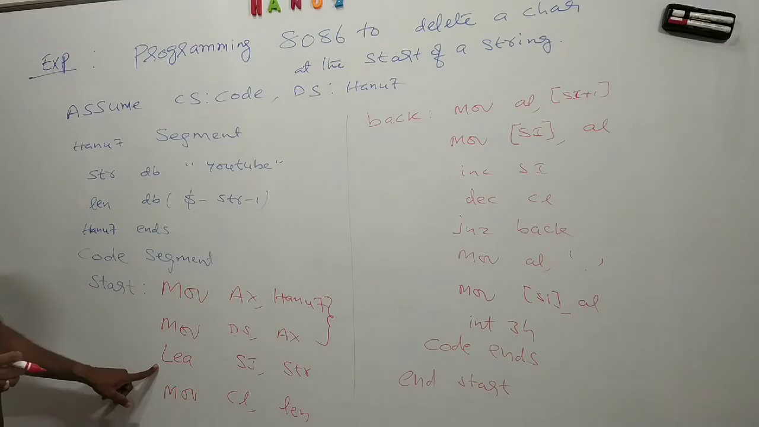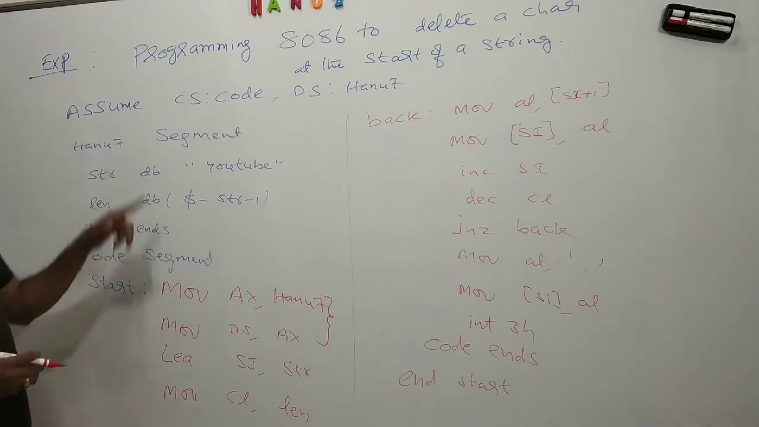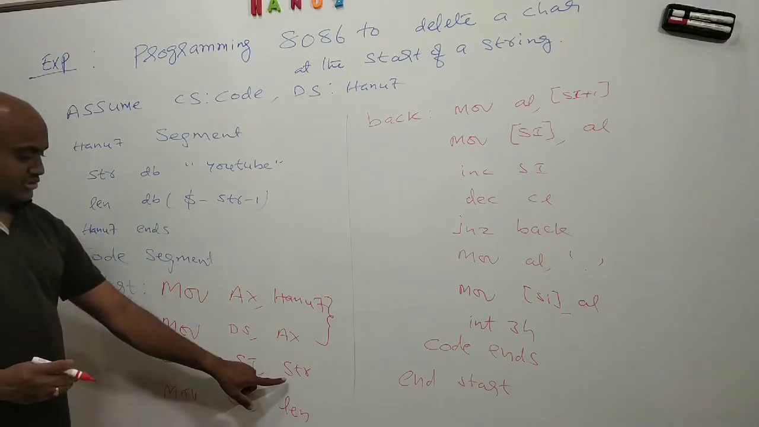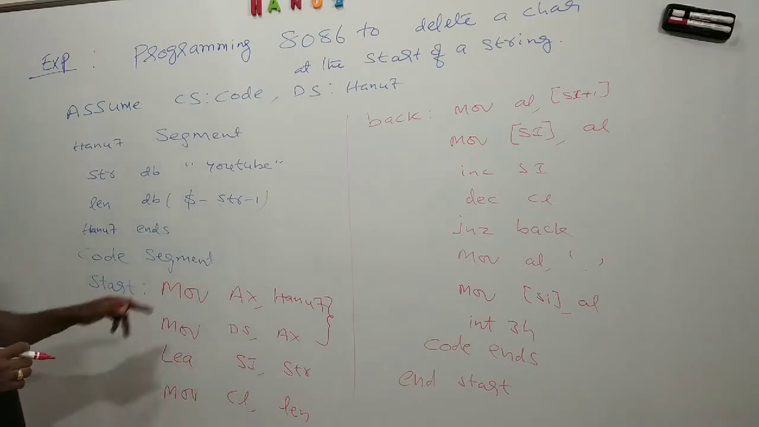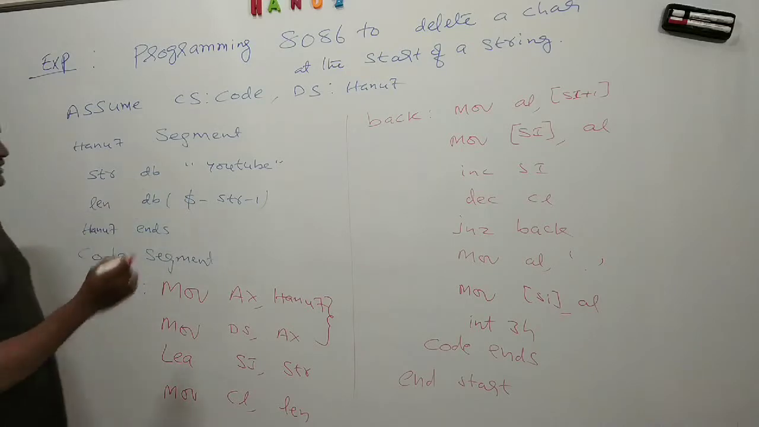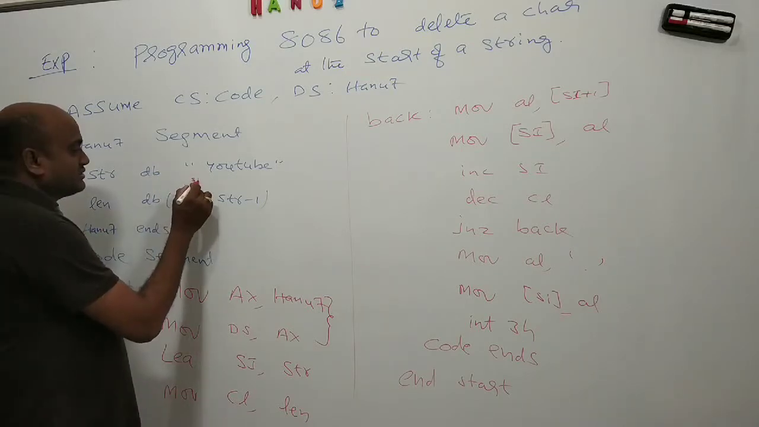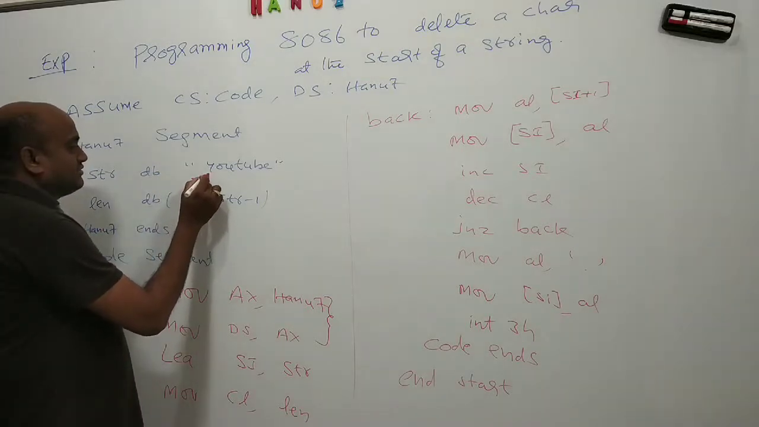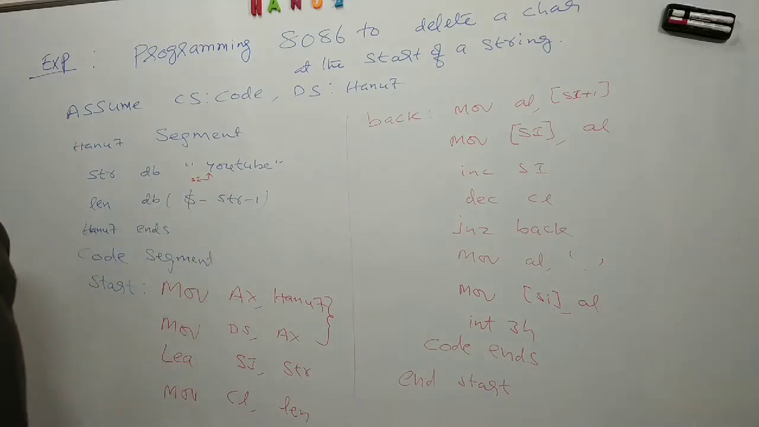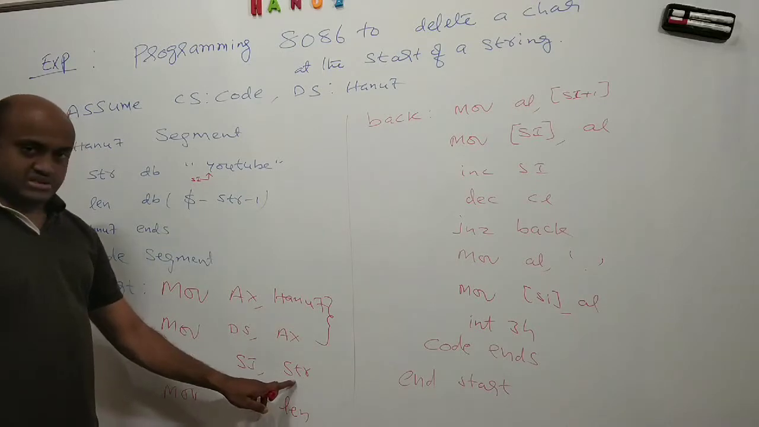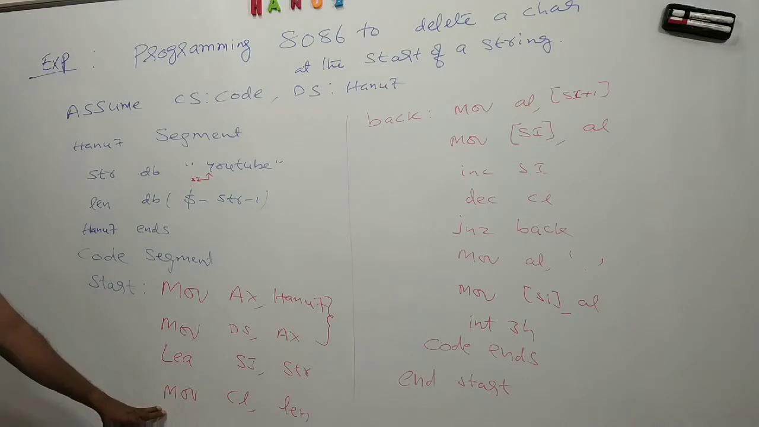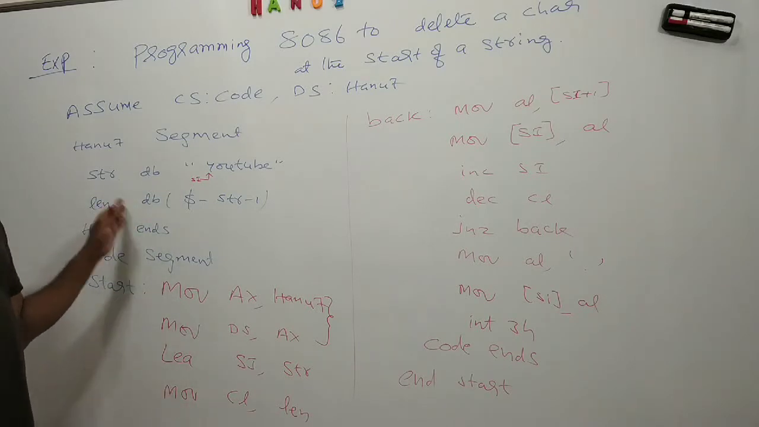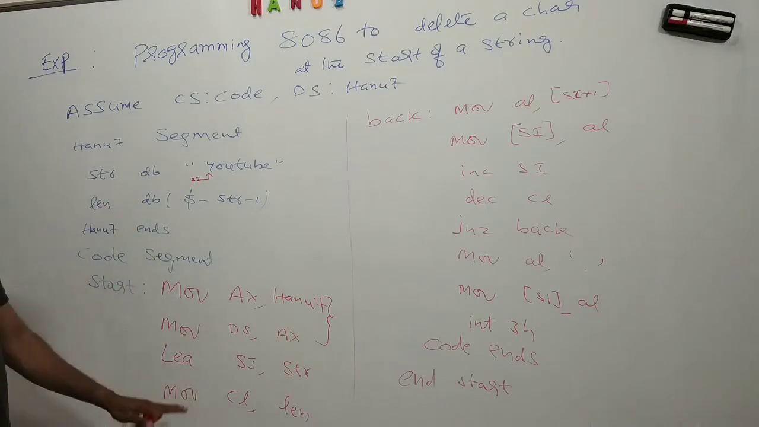Now I calculated the effective address of our input string str and loaded that value into the SI register. So SI will act like a pointer to the input string. As I explained in the previous program, SI will point to the first memory location where the input string is defined, because I calculated the effective address of str and loaded that into SI. Then next, whatever length we have calculated, put it into the CL register.